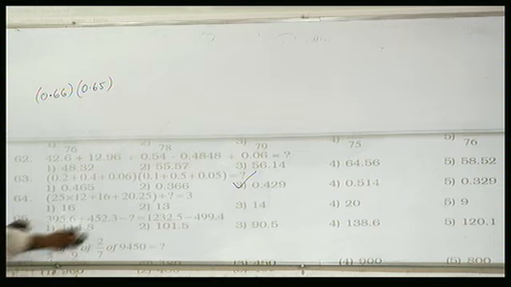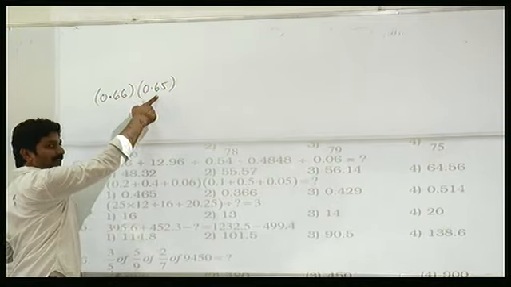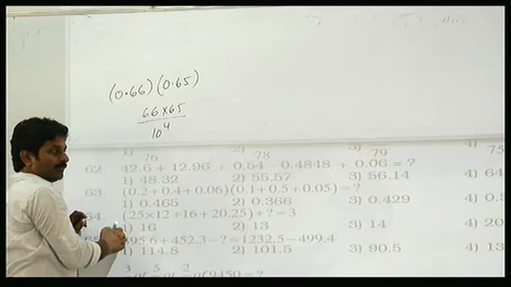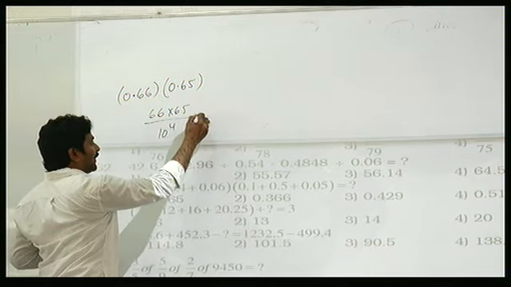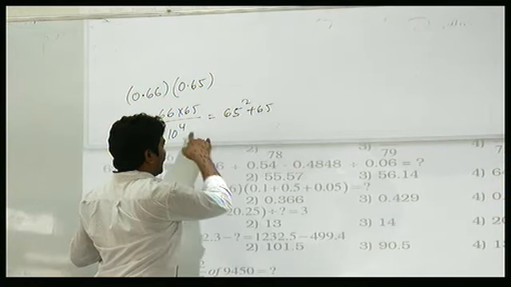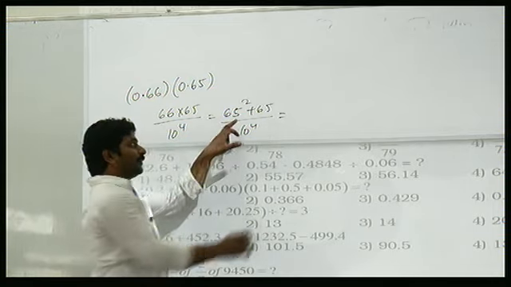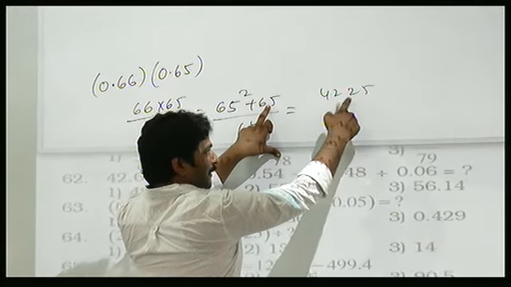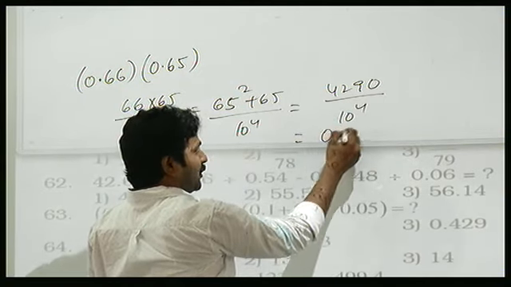Any other method? 66 by 100, 65 by 100, so 66 into 65 by 10 to the power of 4. Product of consecutive numbers: small number square plus small number. 65 square plus 65 by 10 to the power of 4. 65 square is 4225, plus 65, 4290 by 10 to the power of 4. This is equal to 0.4290.